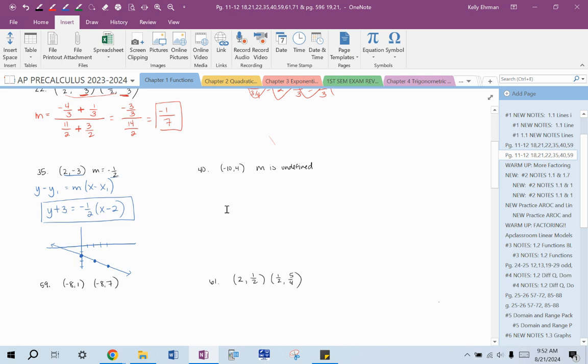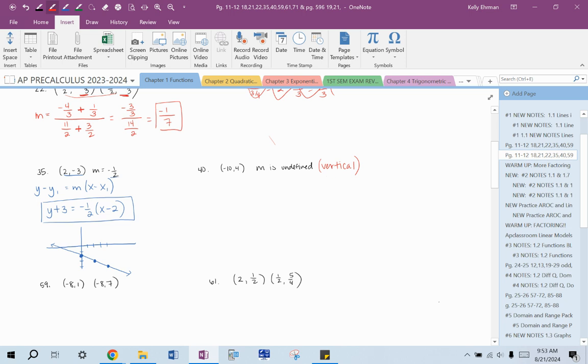Okay, number 40, same idea. This time we have to graph a line that passes through this point and the slope is undefined. So you need to know what that means. Slope undefined means we have a vertical line. So there's no point-slope form if it's a vertical line because there is no slope. There's no number to put in there.